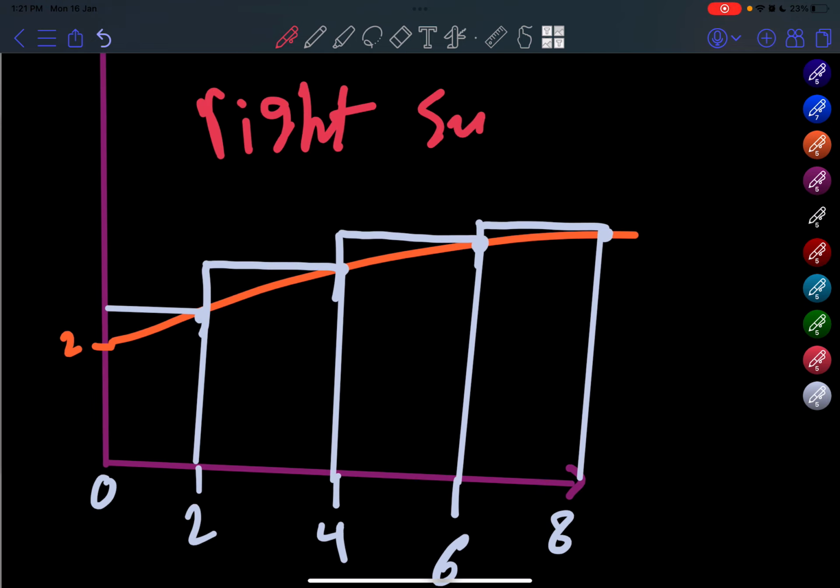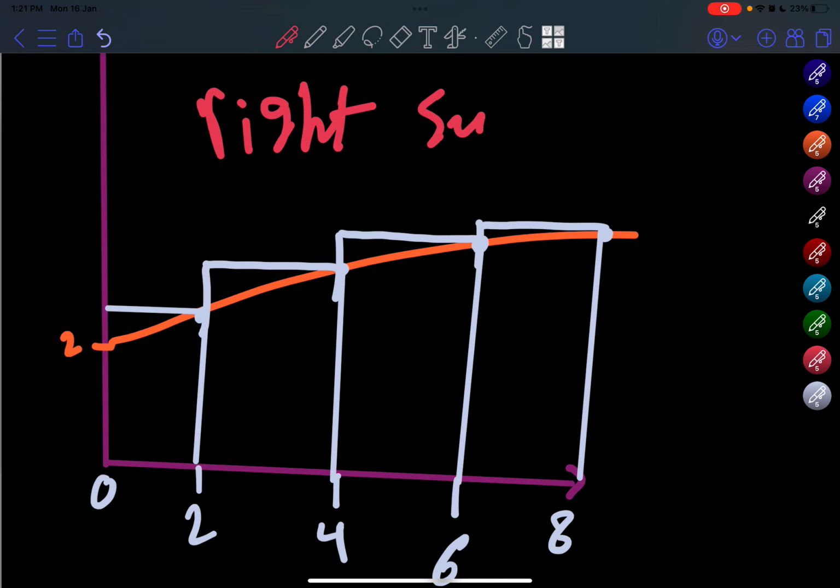We can see there's area above or over the curve. So if it's under the curve, there's area under the curve, it's underestimate. If there's area over the curve, it is overestimate. Okay, now this will be f of 2, this will be f of 4, this will be f of 6, and this will be f of 8.